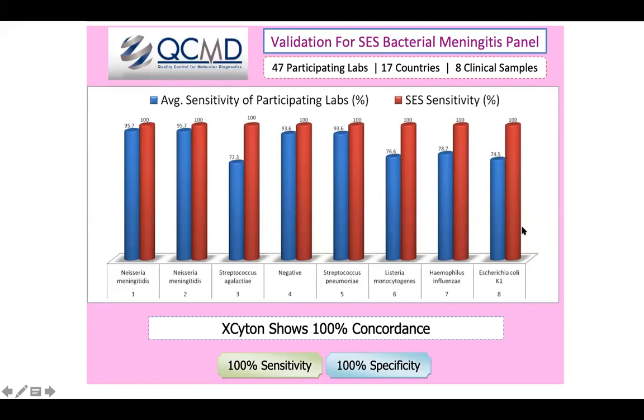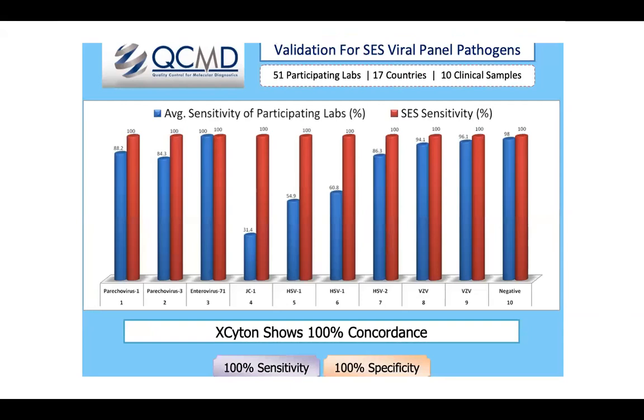E. coli. Similarly, we have also done viral pathogens of the CNS. You can see parechoviruses and enterovirus, JC here, HSV here, HSV1 to HSV2, VZV, and a negative. You can see we have again done exceedingly well, giving 100% on this panel so far.